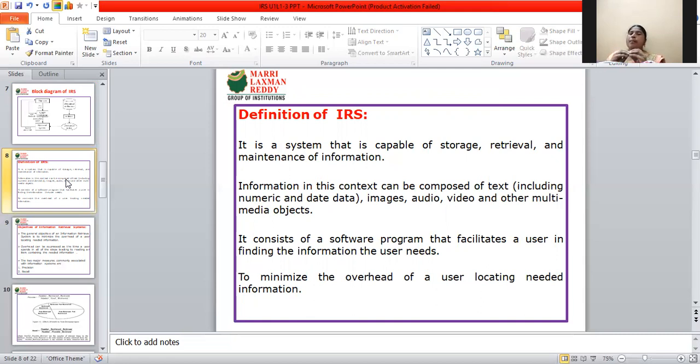What is the use of that IRS? To minimize the overhead of the user. How to minimize the overhead of a user? Any user receives the needed information from the Google search. That is how the overhead is minimized. If it were not there in Google search, any user searching the data would be a very difficult process. This IRS works as a complete system in our Google search.